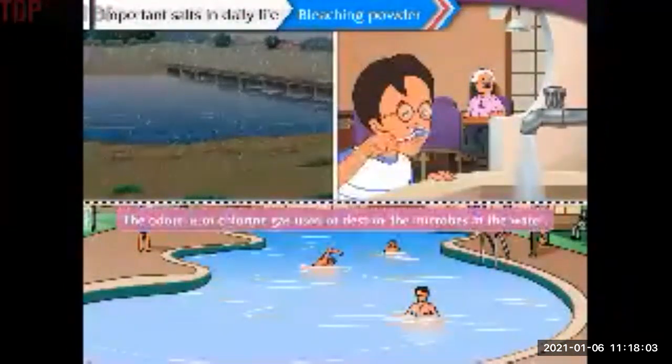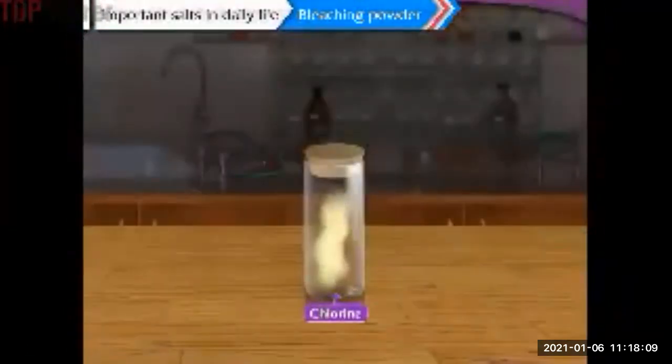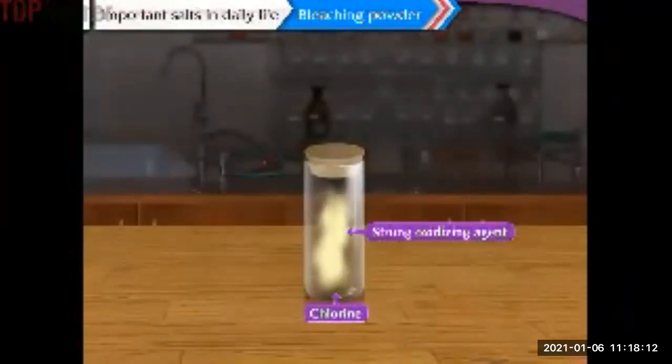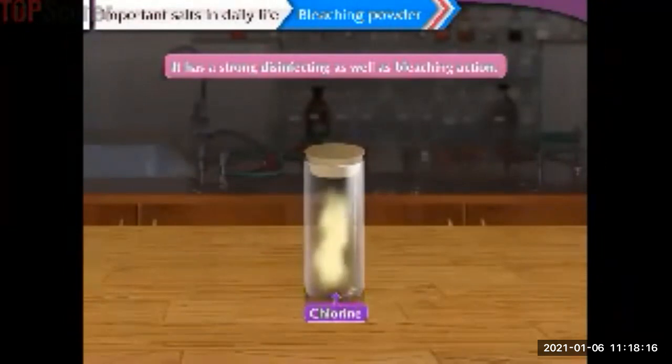You must have experienced that tap water has a typical strong odor in the rainy season. Water in a swimming pool also has the same odor. The odor is of the chlorine gas used to destroy the microbes in the water. Chlorine gas is a strong oxidizing agent. Therefore, it has a strong disinfecting as well as bleaching action.